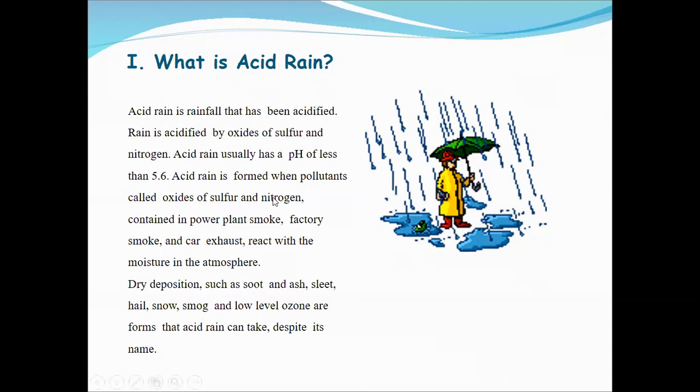So acid rain, we all know, is due to pollution, and it is more frequent near chemical factories. Those who are living nearby chemical factories frequently have acid rain.